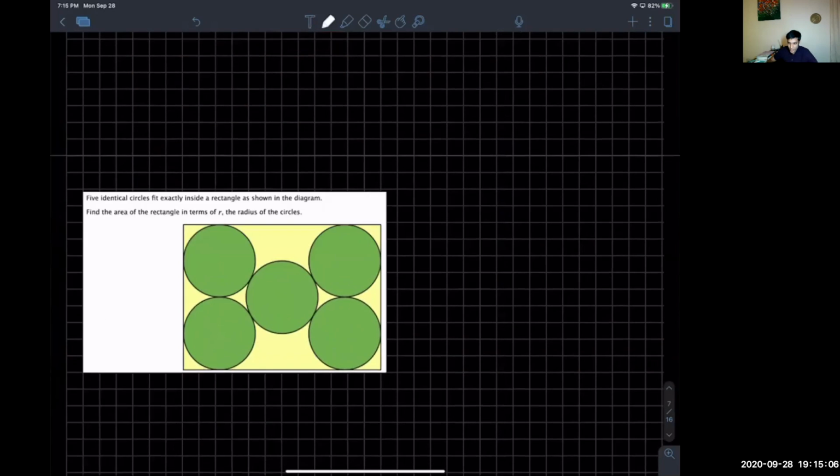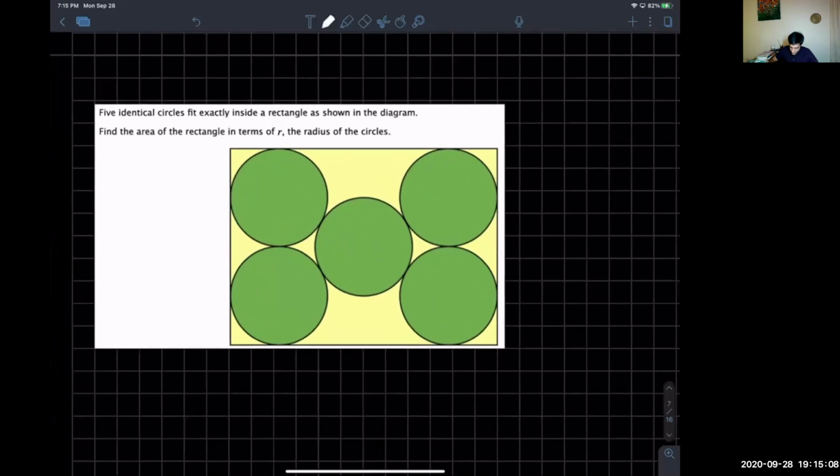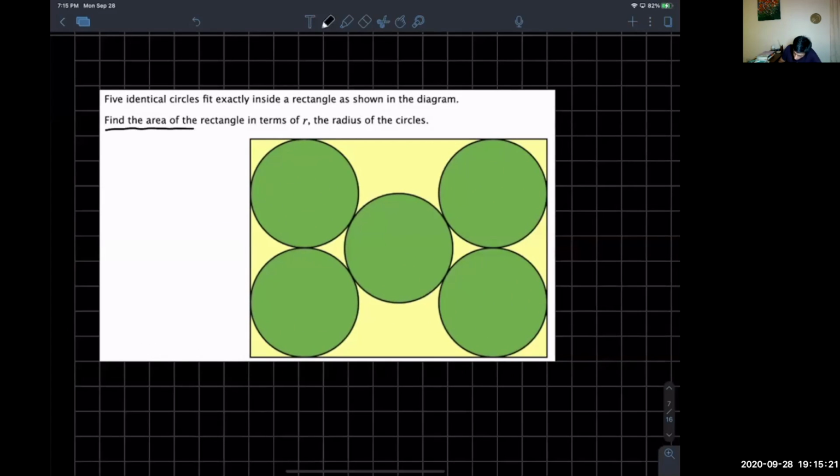All right, let's do this one. This one is quite tricky. Let's just find the area of the rectangle in terms of R. Can you find the area of the rectangle in terms of R? You'll notice quickly that this is R, this is R, this is 4R, right? The tricky part is the width. So this is R, and this is R.